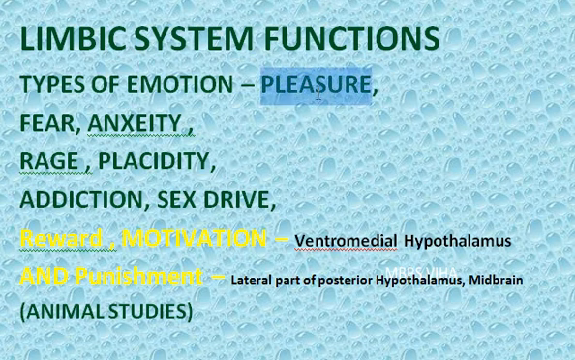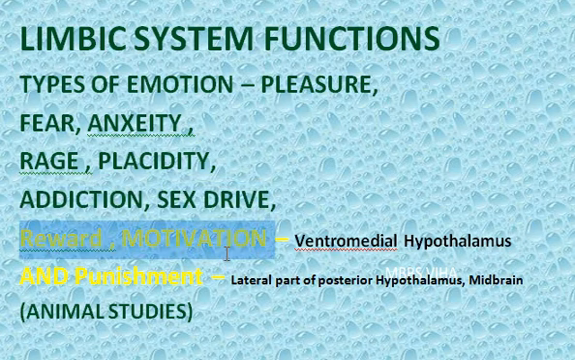Types of emotion, you can write pleasure, fear, anxiety, rage, placidity. Placidity is the opposite of rage. Rage is like somebody getting angry for nothing, and placidity is like whatever you do, that person will never get angry. Addiction, sex drive, all these are types of emotions. Reward, motivation, punishment, you will have to explain more on these in this case.